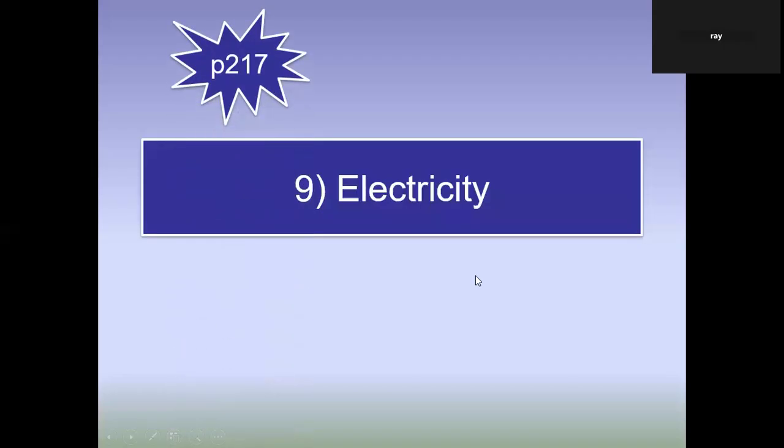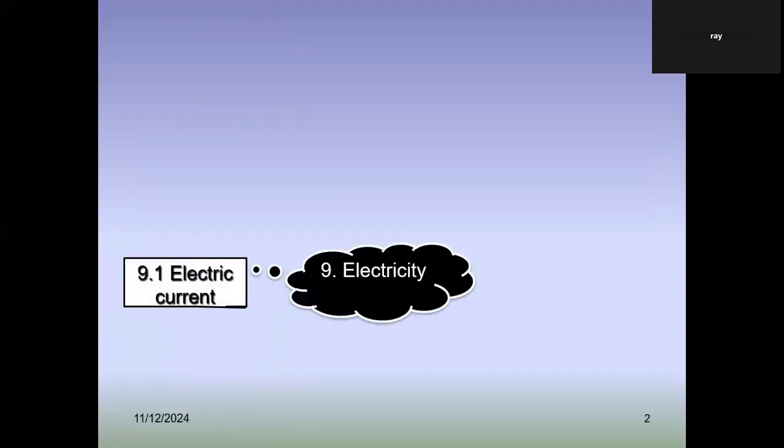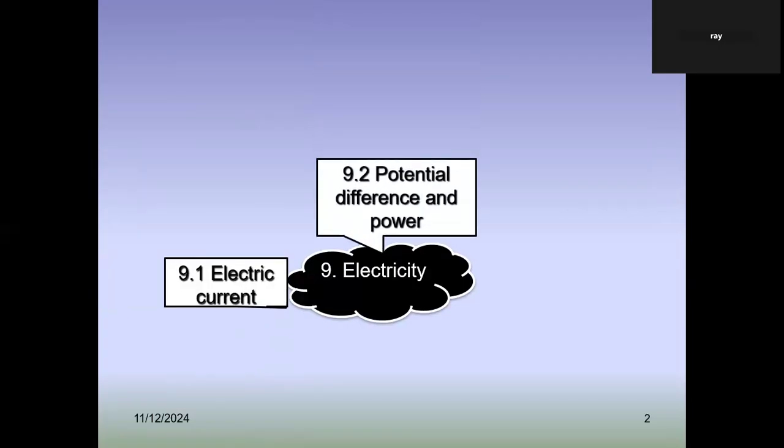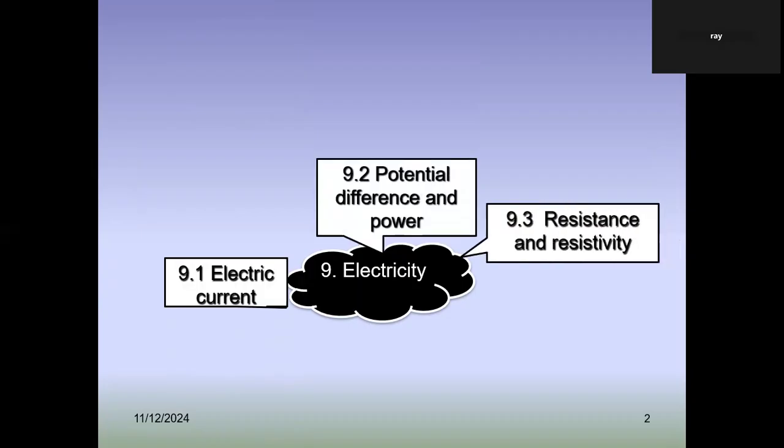Okay, in your page 217, electricity, just summarize what we are going to cover. 9.1 electric current, 9.2 potential difference and power, 9.3 resistance and resistivity.